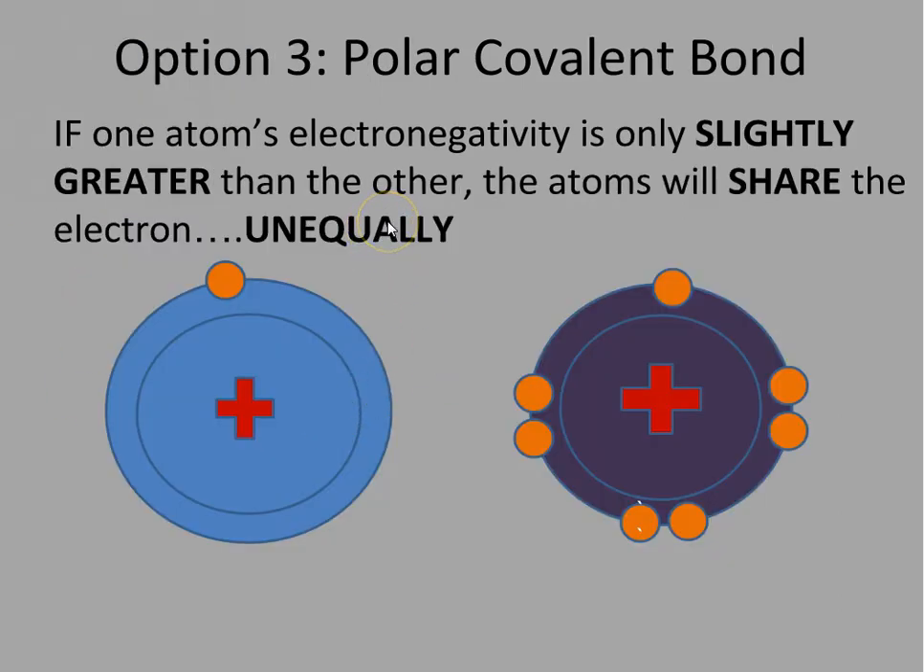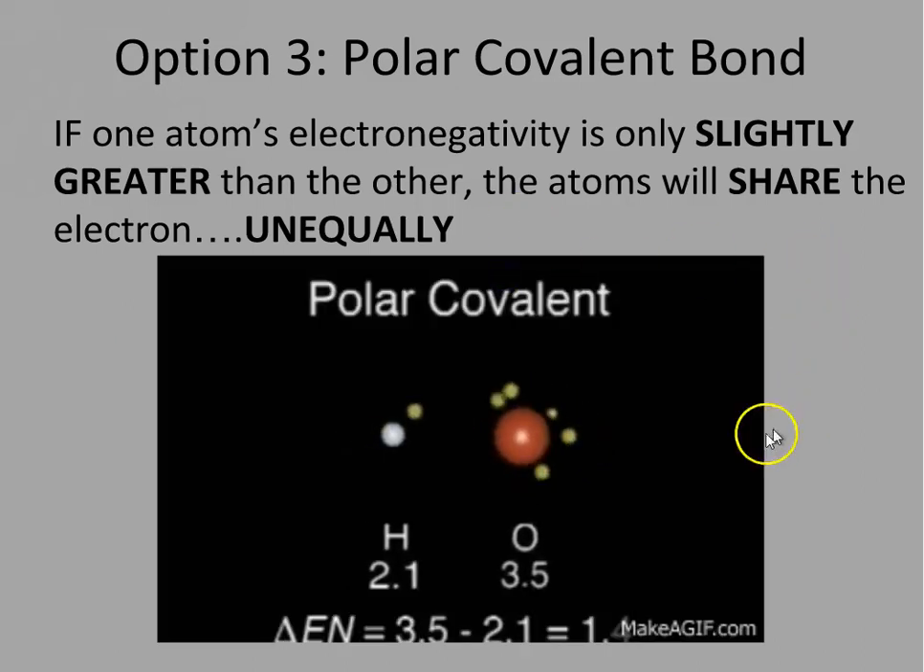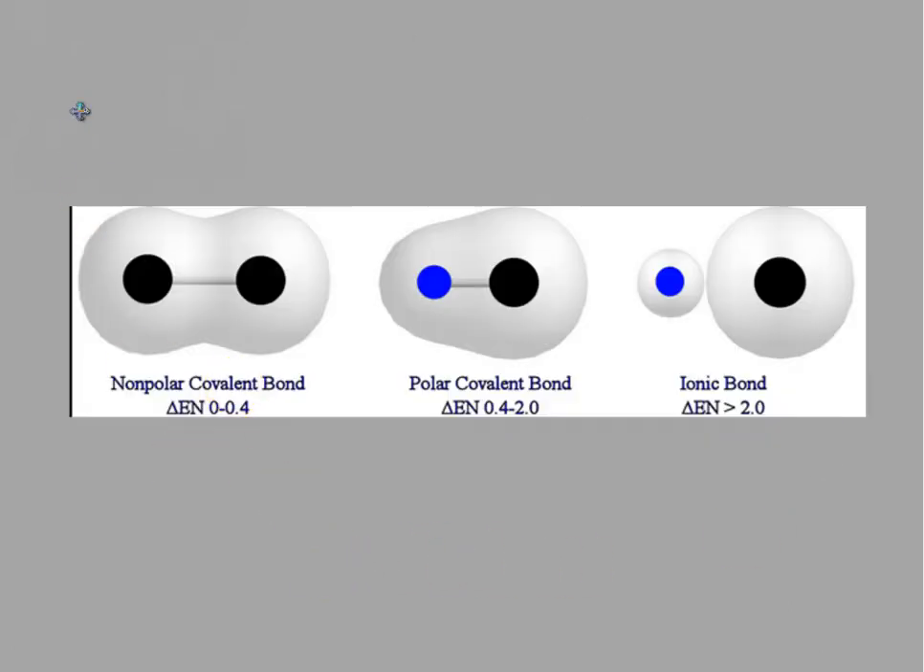The third option is that they share unequally. So if one atom's electronegativity is slightly greater than the other, then they'll share unequally. Think again of a tug of war. If one atom is pulling a little more strongly, that rope is going to go towards one end more than the other. And here's a simulation that shows that. That hydrogen's electron starts out on the hydrogen, ends up mostly around the oxygen, but on average it's hanging out with oxygen a little bit more because oxygen is a little bit more electronegative. But it's not so electronegative that it completely pulls it away. Hydrogen can still hang on to it a little bit.